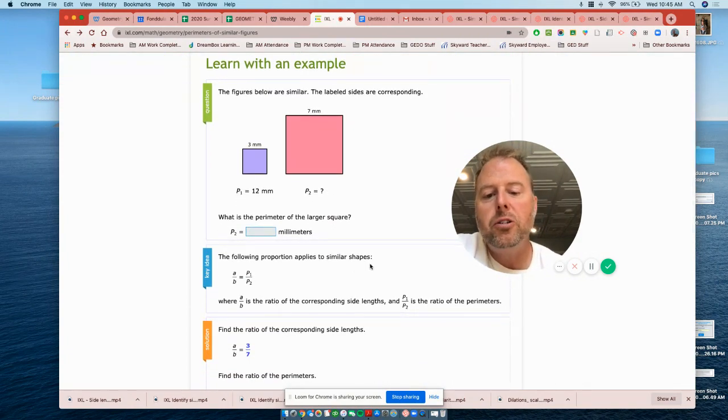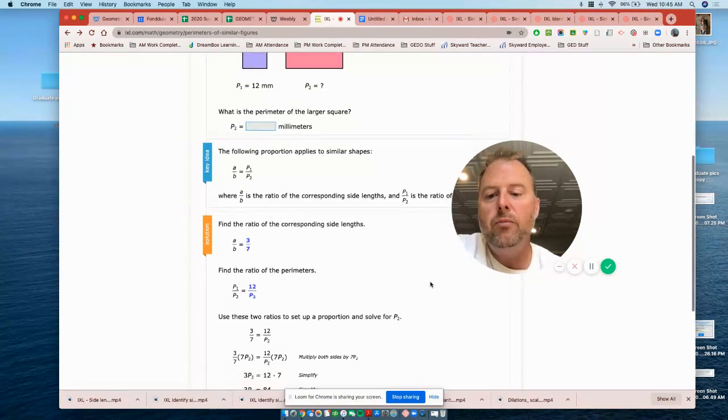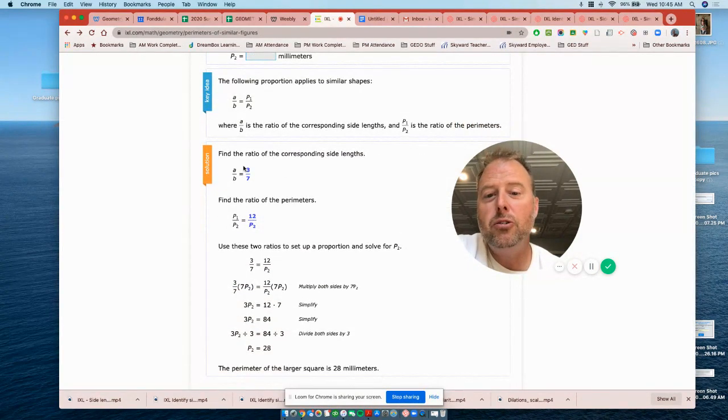So the following proportion applies to similar shapes. A over B is equal to perimeter 1 divided by perimeter 2. And then we know, so first of all, here we know the ratio of the side lengths is 3 to 7. Then we have to think about what's the ratio of the perimeters. Well, 3 over 7 is equal to 12 over, I don't know.